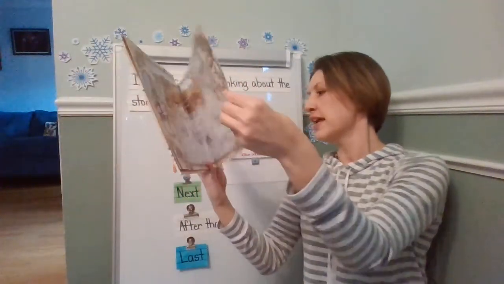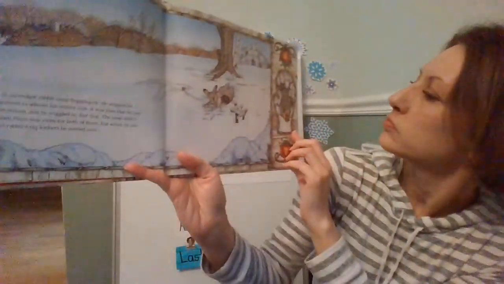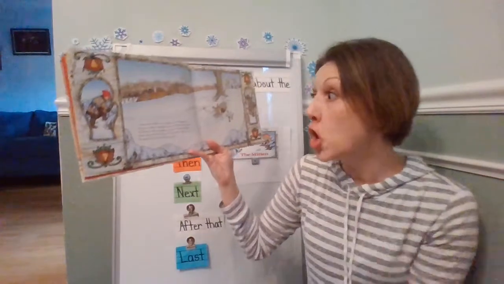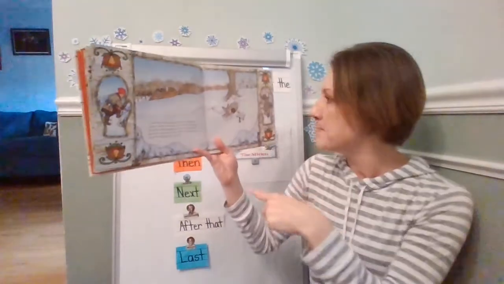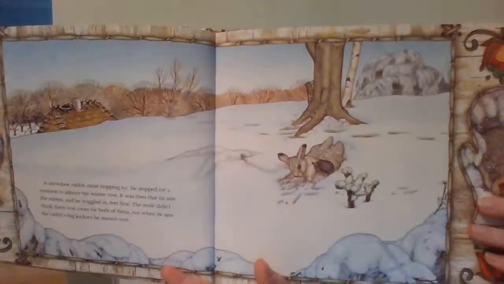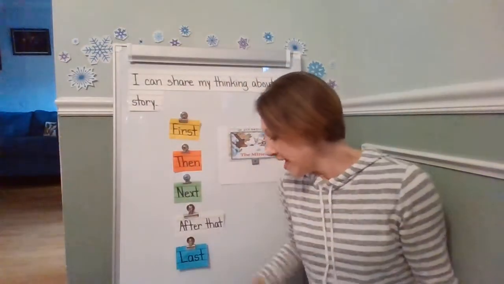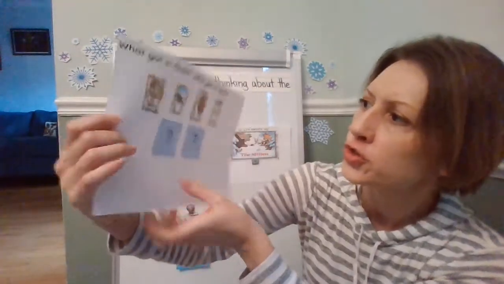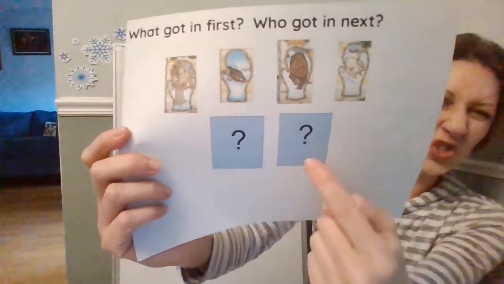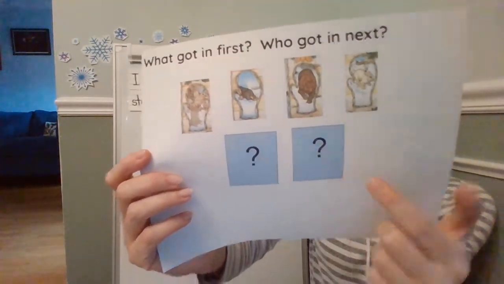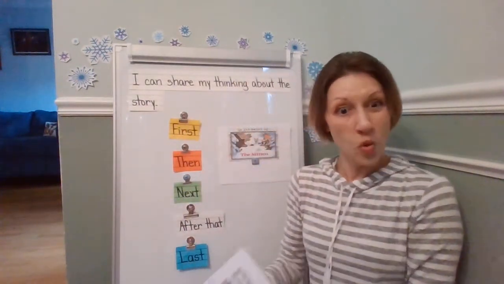Let's look back at this part next. Look! Do you see? It was a snowshoe rabbit. Do you remember this? And the mole was already in the mitten. And now look, the snowshoe rabbit is going in the mitten. So you know what? We could say first the mole went in the mitten, and then next the snowshoe rabbit went in the mitten. Because we're sequencing the story. We're finding out the order.